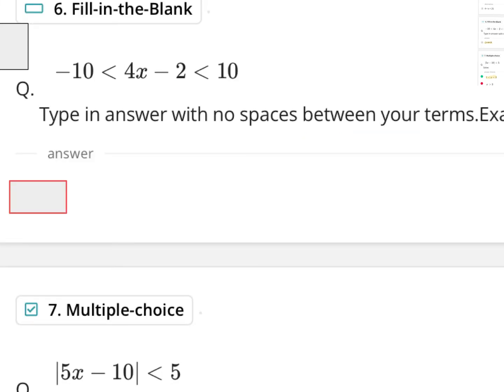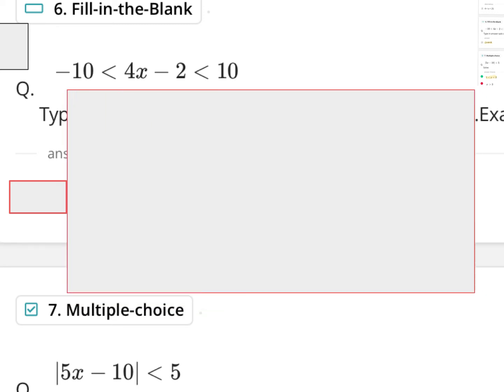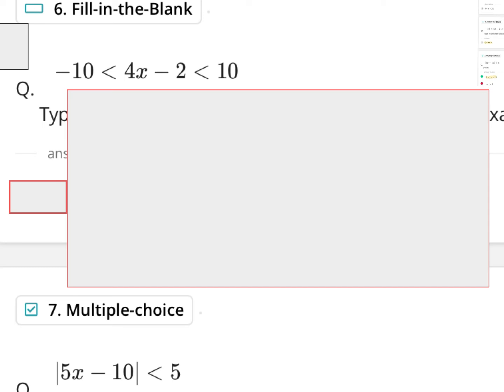All right. Same exact deal. We have a compound inequality. We already know the instructions. Type it in with no spaces between your terms. I'm just going to put a giant rectangle here to show my work. First step to isolate the x in the middle is to get rid of the minus 2. So I am going to add 2 to the middle, which will cancel it out. But what I do to the middle, I do to both outside sides. So put a plus 2 over here and a plus 2 over there.